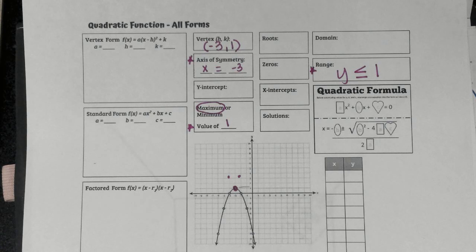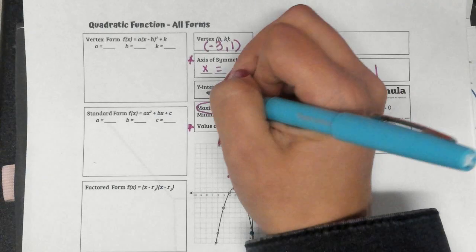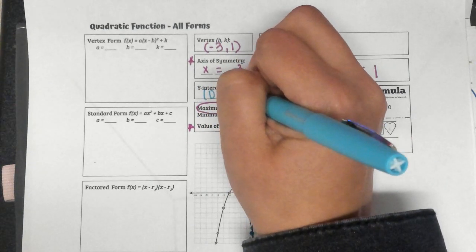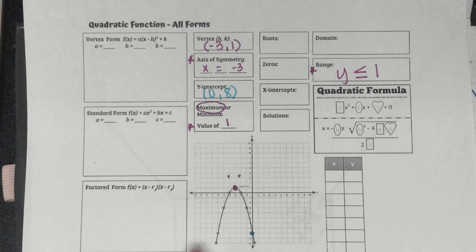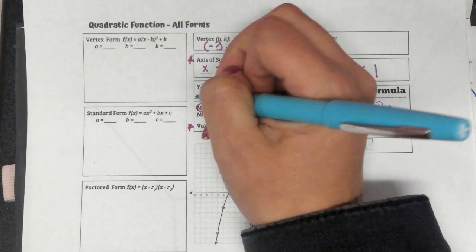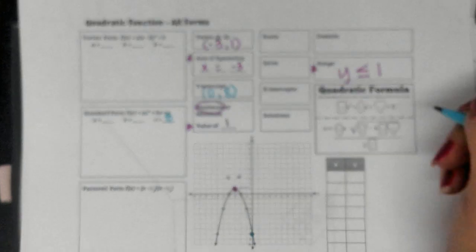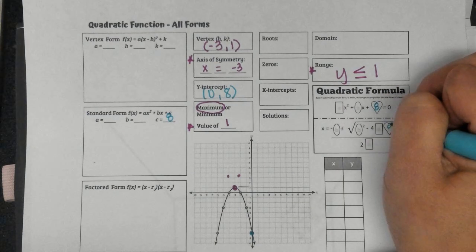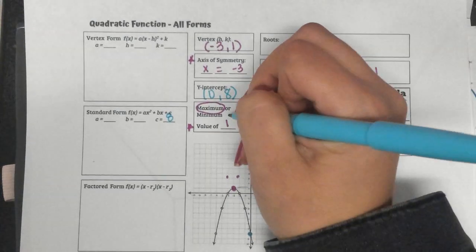The next part we're looking at is my y-intercept. My y-intercept is down here at 0, 8. The thing about the y-intercept that helps you on other parts of this chart is that it is your c value. So my c value is 8. And I can go ahead and plug that in here and there. Sorry, and did I say 8? That's a -8.